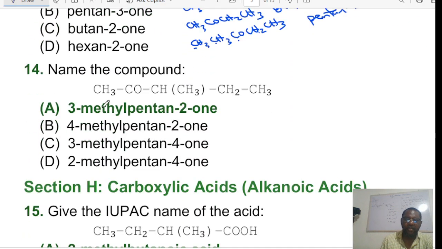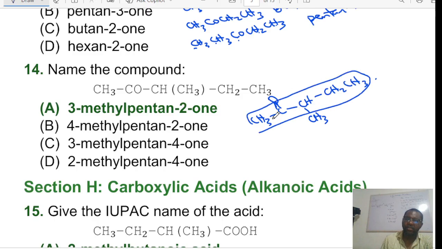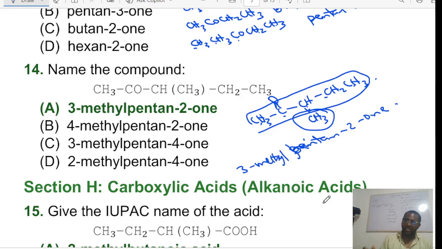Now look at this one. We want to name this. If I write this, I should have CH3, CO. Remember, I can still write it like this, CO like this. Then CH, you have your CH3 this way, and you have CH2, CH3. The longest chain is this, which is 1, 2, 3, 4, 5. So that is pentan-2-one. But if you notice, there is a substituent attached to it, which is methyl, and that methyl is in position 1, 2, 3. So that would be 3-methylbutan-2-one. I hope that makes sense.